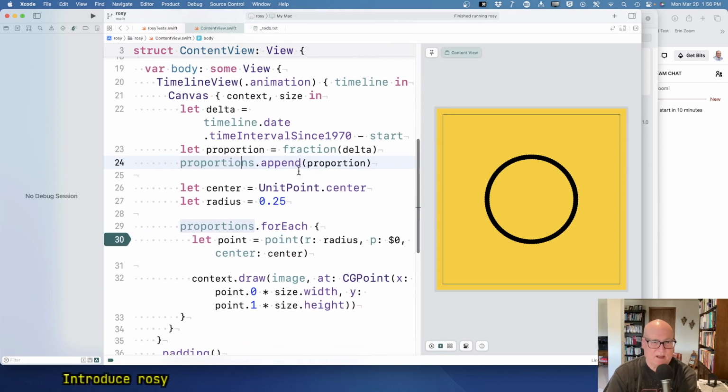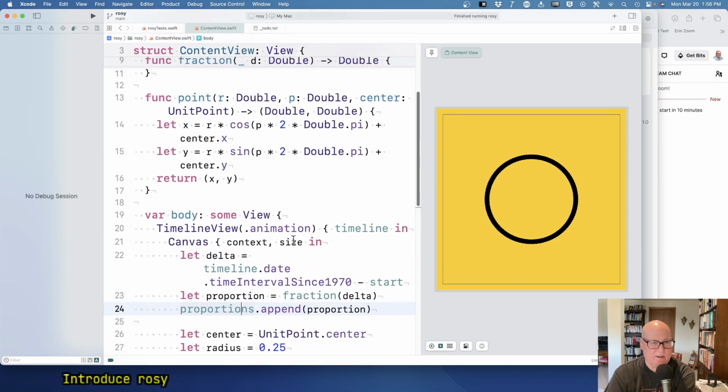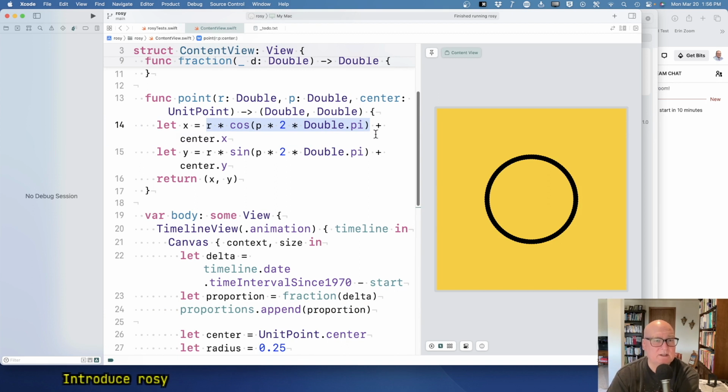But I like this so far. We feed in a fraction, a proportion, which is just the portion of a second, and map that to the portion of the radius going clockwise. And then we use the simple conversion that we defined. So we did r cosine, basically radians, p times 2 pi is radians. And then we translated by the center position, by the center.